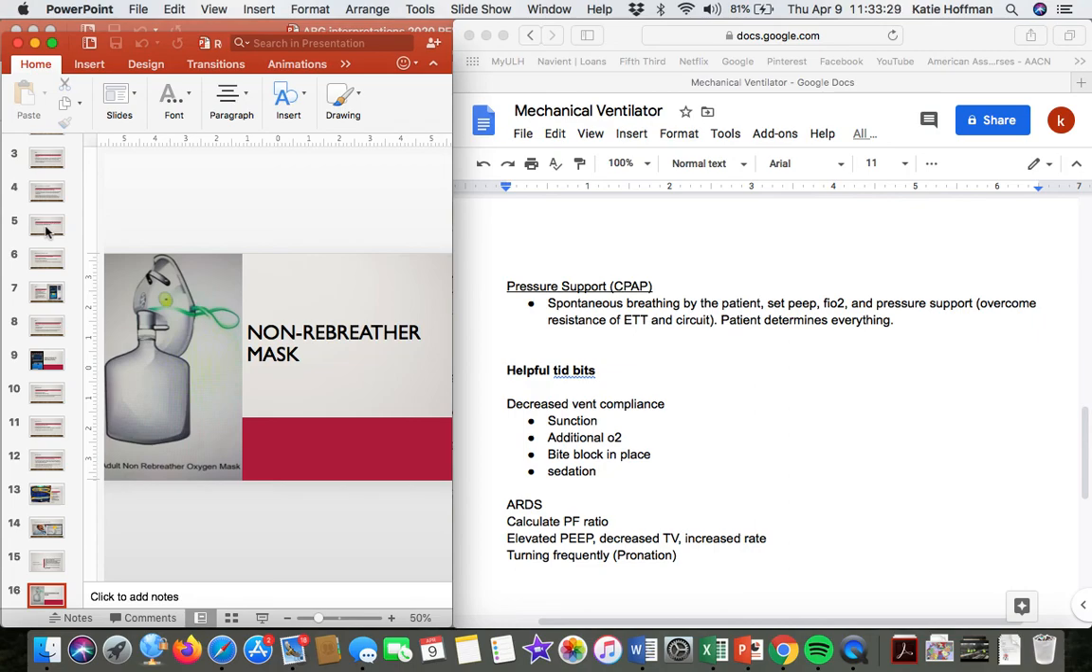A non-rebreather, use it in the case of emergency. If something happens where your patient's sats decompensate to the 70s or 60s, put them on a mask in the interim. Perfect. Yeah, that is helpful.